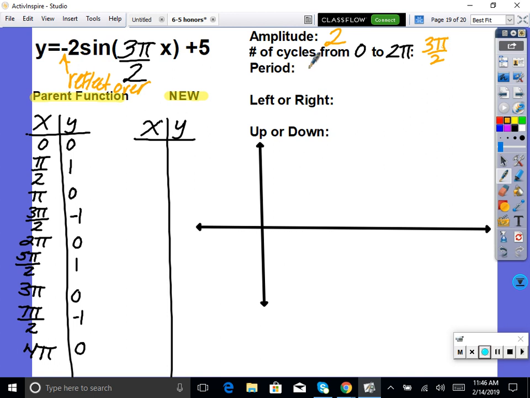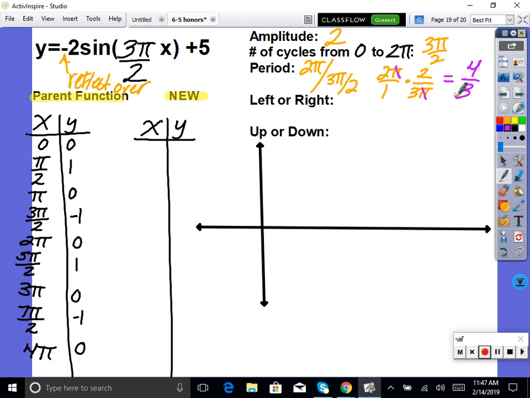Our period is 2 pi divided by b, so divided by 3 pi halves. We have to be able to flip fractions correctly. So look, 2 pi divided by 1 times 2 over 3 pi. So in this one, my pi's end up dividing out, and I get 4/3. Does everyone see? That's okay. We can have an x-axis without pi on it, and it's no big deal.